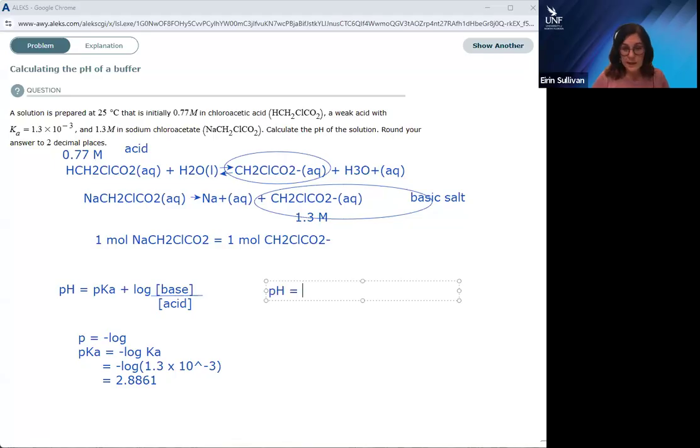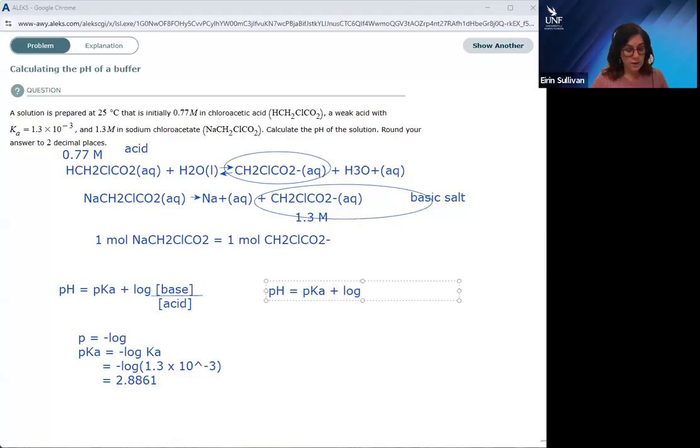And of course, you can do the same thing if you have a buffer that is of the form of a weak base with its conjugate acid dissolved in it, but you will need to work out Ka for the conjugate acid of the weak base. So if you've only been given Kb for the base, you're going to have to convert that into Ka for its conjugate acid and then Ka to pKa. Okay, so just watch out for that.